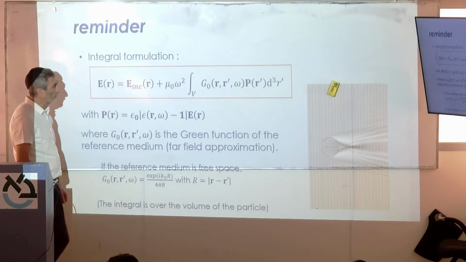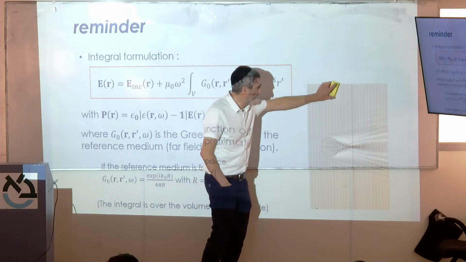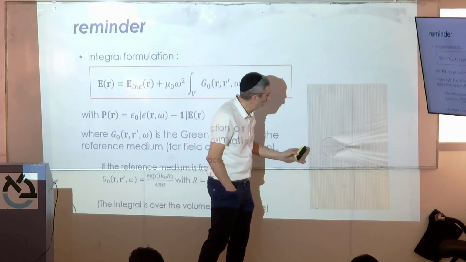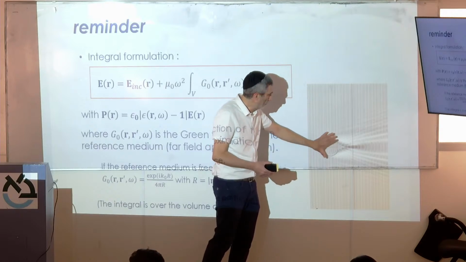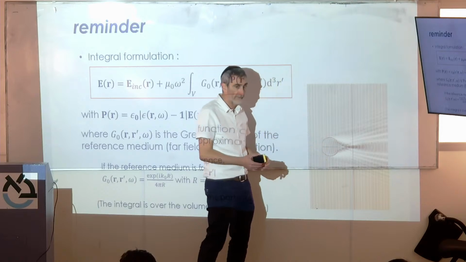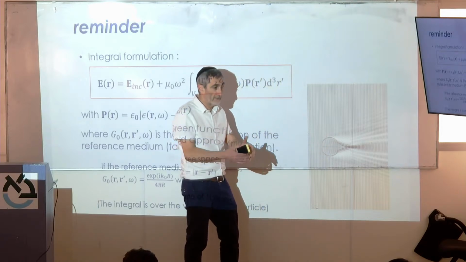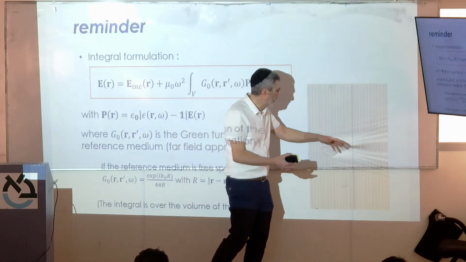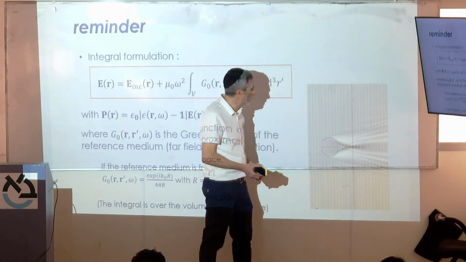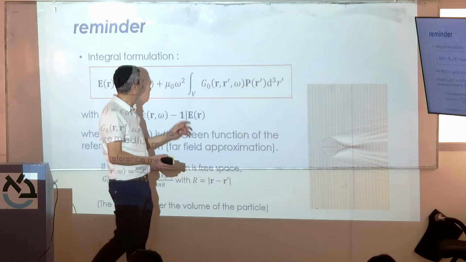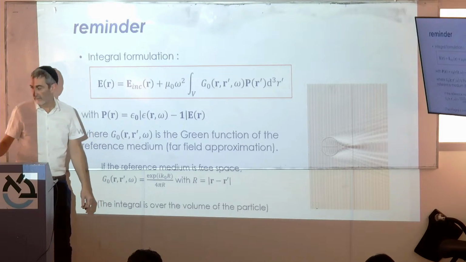I like this picture because you see the incident wave, and you see how it interferes with the field that is scattered by the object. You can see the object as a radiating dipole or antenna that radiates a field in all directions, and that interferes with the incident field E incident here.